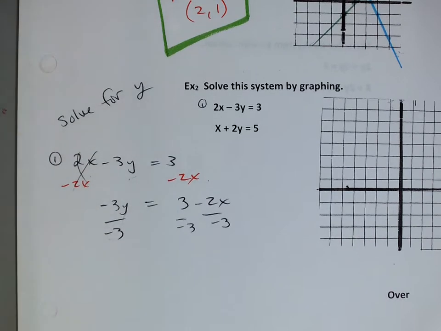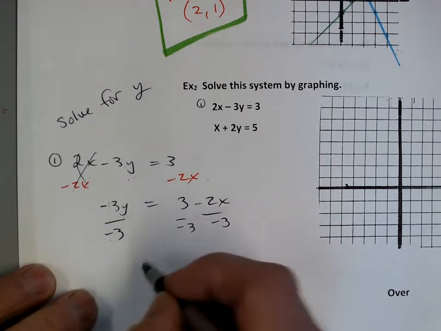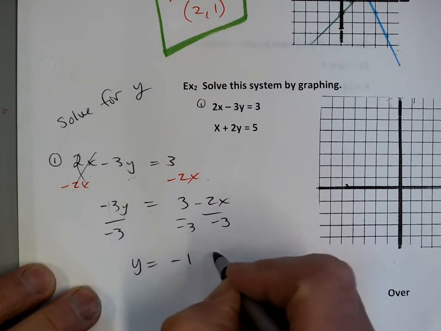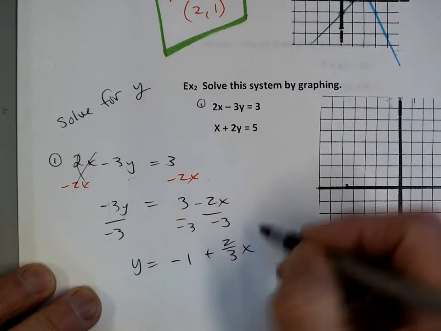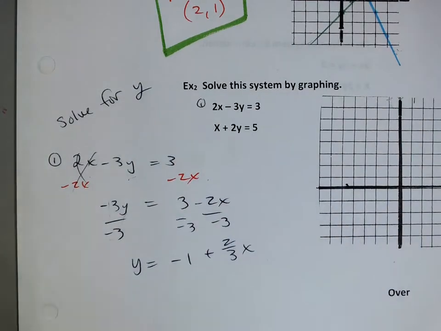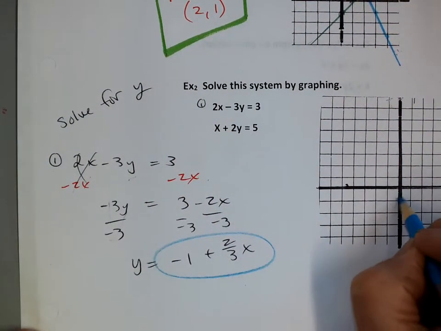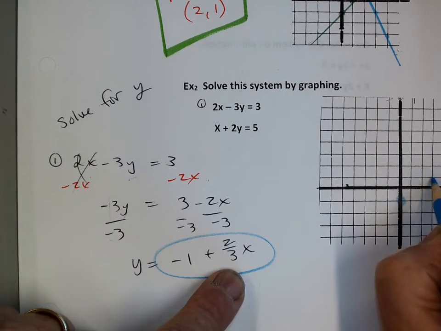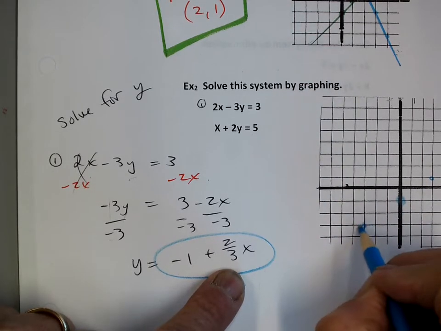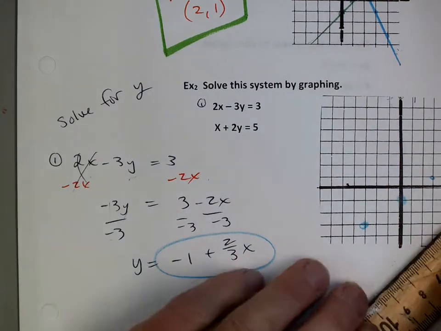Okay, how am I doing? Francisco, if I get going too fast, will you please tell me to slow down? Okay, I mean, because I'm here for you, not for me, right? Okay, and I get y equals -1 plus 2/3 x, plus because the negative divided by negative. So I can graph this first one. I can start at -1, up 2 over 3, up 2 over 3, and draw that in.